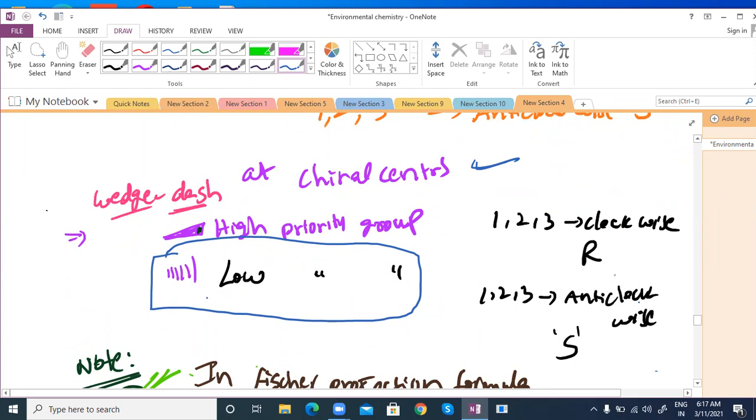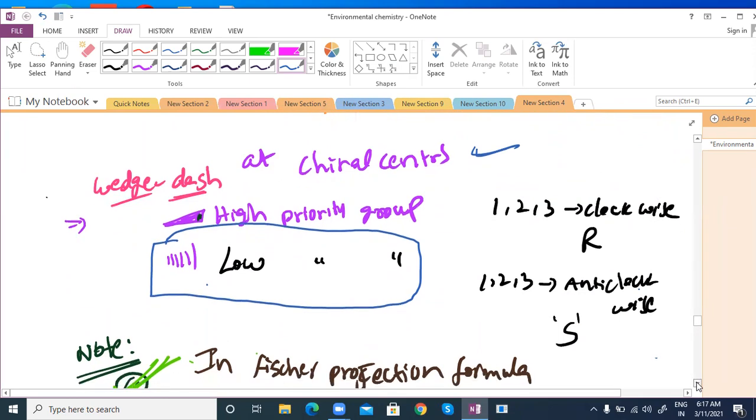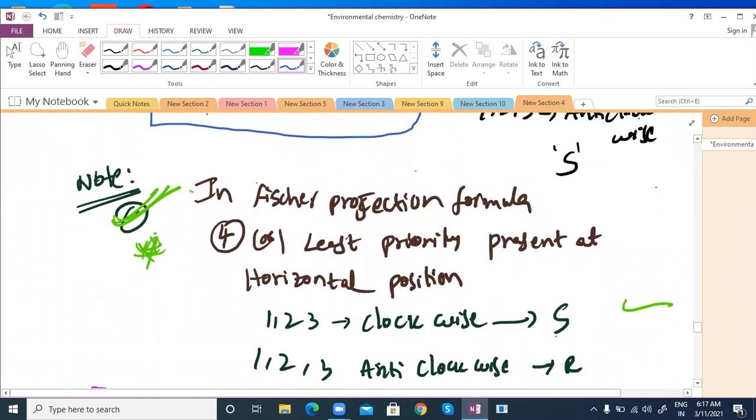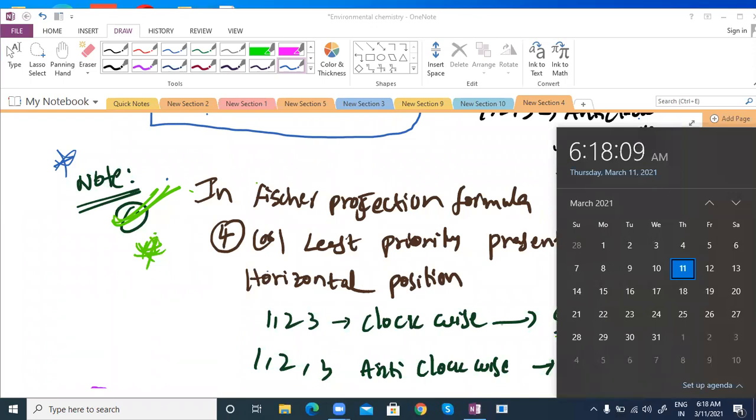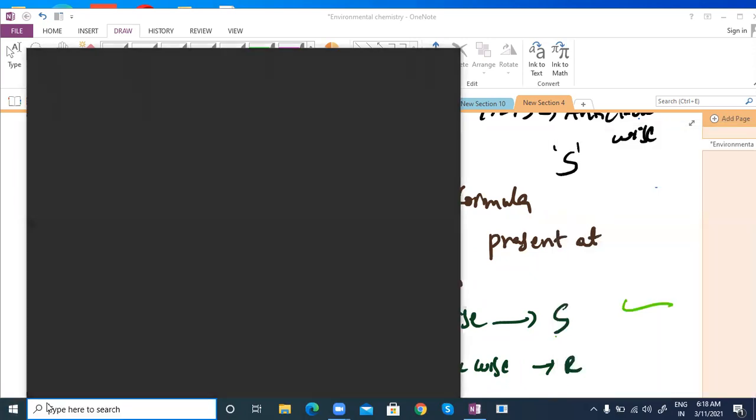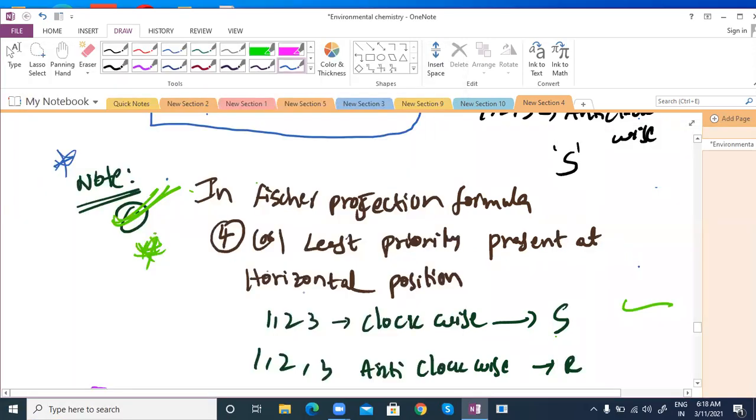Then check whether 1, 2, 3 is clockwise or anti-clockwise. I will give one example of each. Don't worry, I am going to give examples of all the different cases. In the Fischer projection formula, these are the exceptions where you make mistakes. If the least priority group, the fourth group, is at a horizontal position, then we have to reverse the RS nomenclature. Suppose you get clockwise, that should be S. If anti-clockwise, it is R.